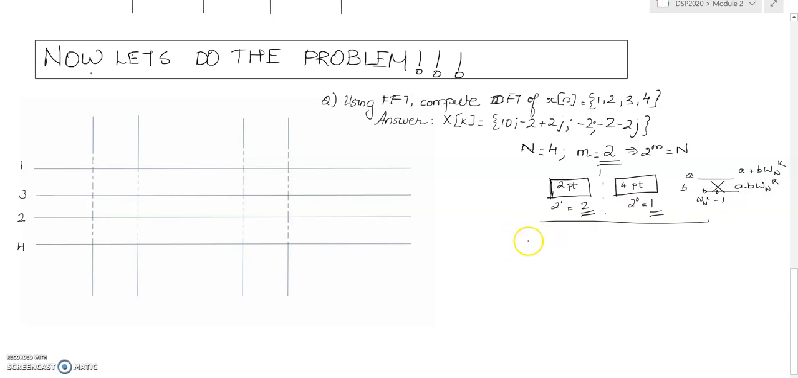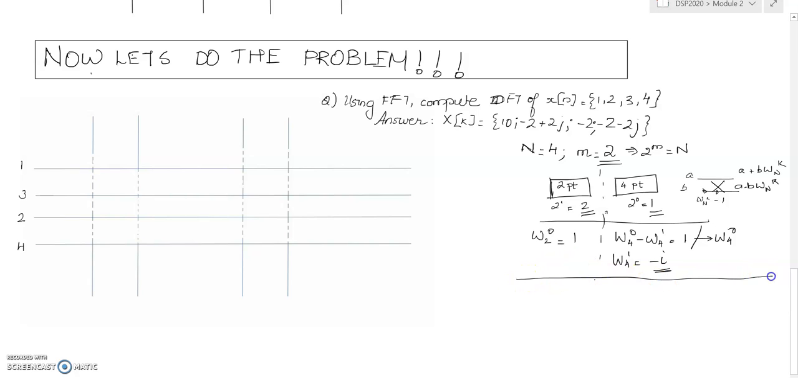And then you have to determine the twiddle factors. The one stage here is 4-point, so it will be W_4^0 and W_4^1. W_4^0 will be 1, and W_4^1 will be minus j, which we have already found out. And for the 2-point DFT, the twiddle factor required is W_2^0, which is equal to 1.